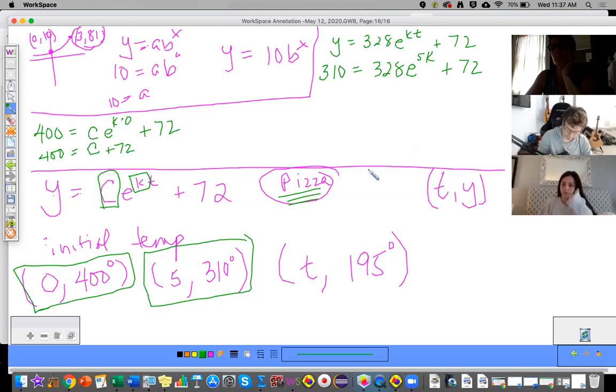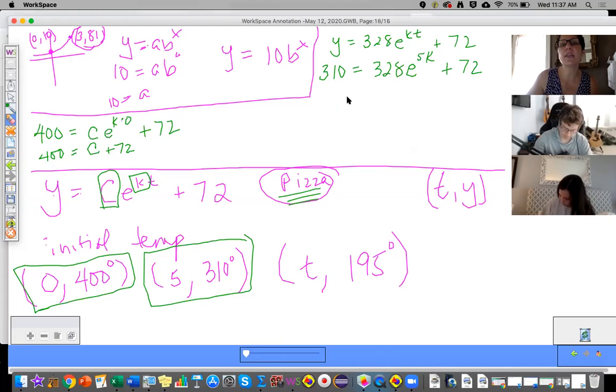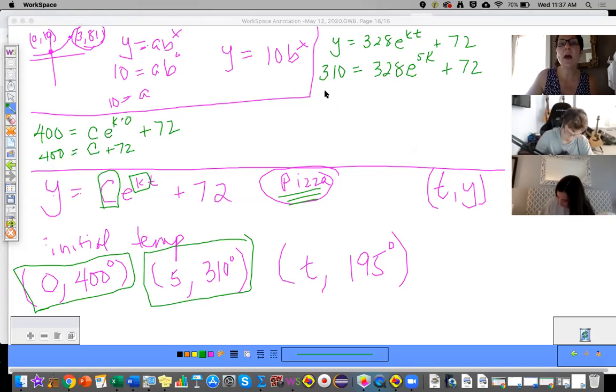Yeah. All right. Sarah, would you agree we're going to subtract 72 from both sides and then divide by 328? Awesome. Okay. So we're going to do 310 minus 72, and that's just going to be 238. Leave it as a fraction. Don't turn that into a decimal because it'll make your K a lot more accurate. If we just leave it as 238 divided by 328 is equal to e to the 5K power.